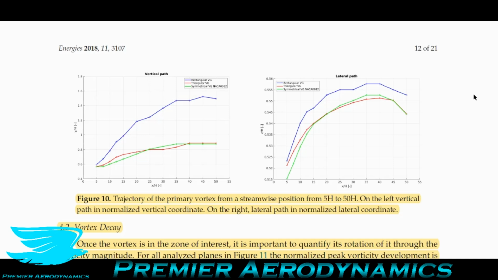Okay, so back to the trajectories. As I mentioned, the vortices coming from the rectangular vortex generators jump up from the surface a lot more, about double actually, compared to the vortices from the other two, triangular and NACA 0012, as you go downstream. In terms of the lateral path, they all follow a fairly similar path in terms of wandering to the side. They all wander to the side quite a lot as you go downstream.